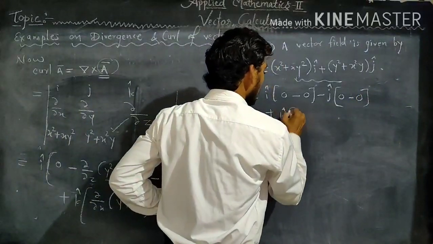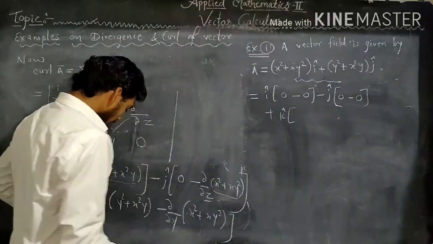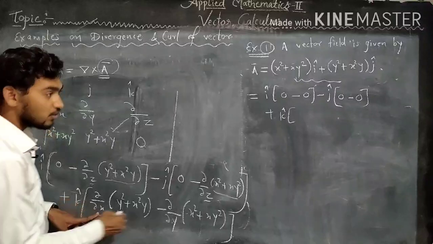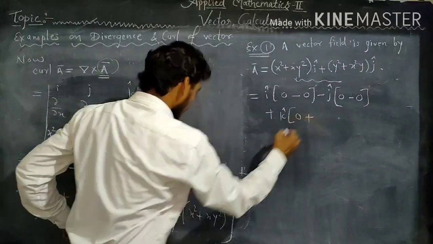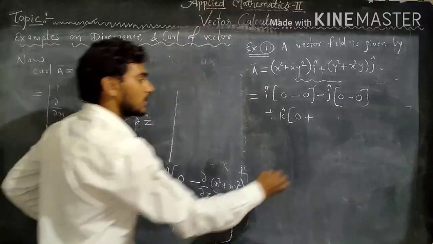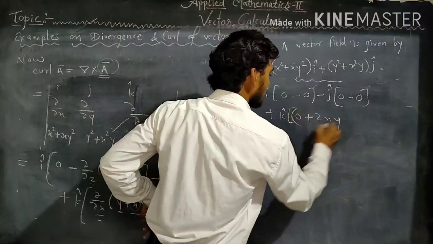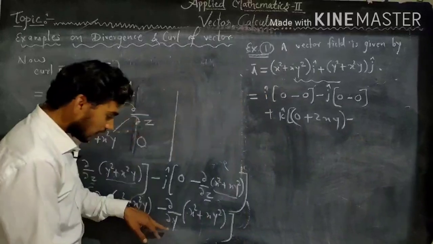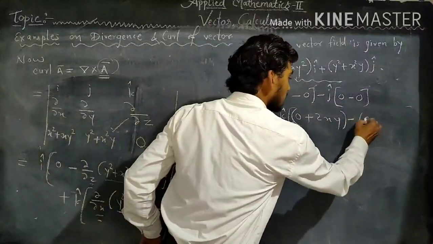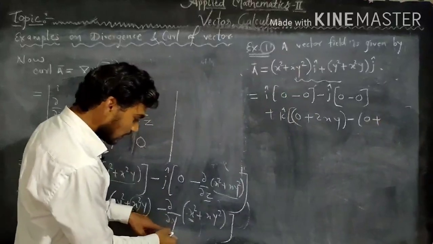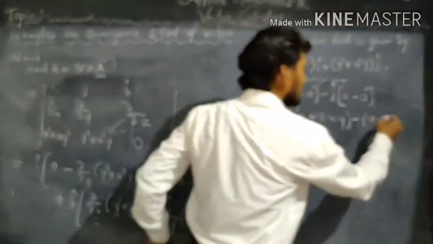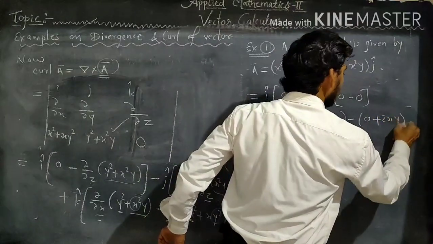plus k times, now partially with respect to x, derivative of y square with respect to x, it is 0 plus derivative of x square, that is 2x into y, minus, now with respect to y, x square is constant, so it is 0 plus with respect to y, derivative of y square is 2y into x, so that is 2xy.